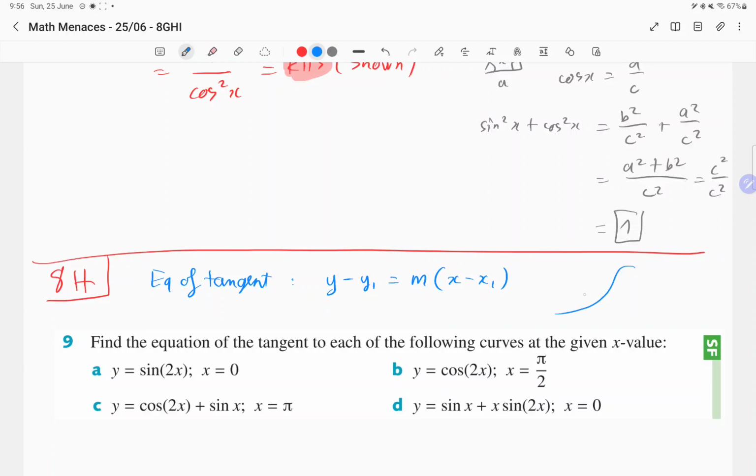If you have a graph like that, the tangent goes through a point. The coordinate of that point is x1, y1. Okay, so for this question, just do C and D. You don't need to do A and B. I think it's too easy for you guys.